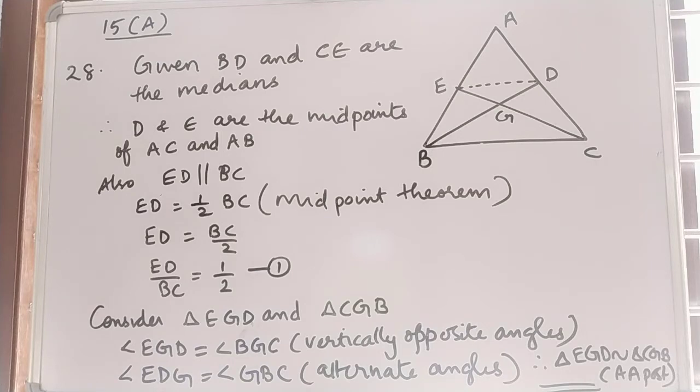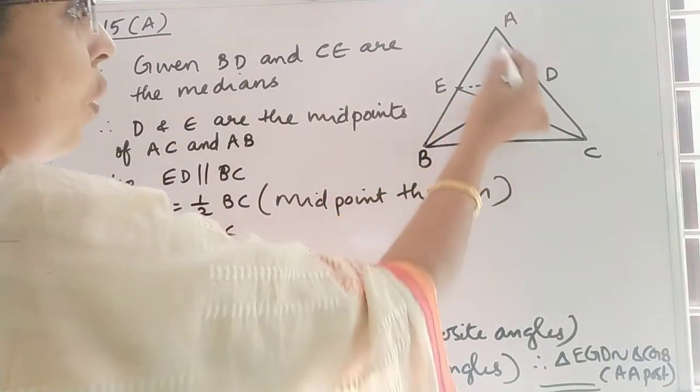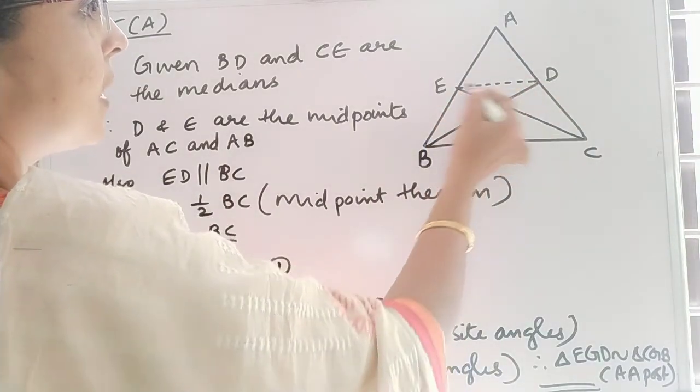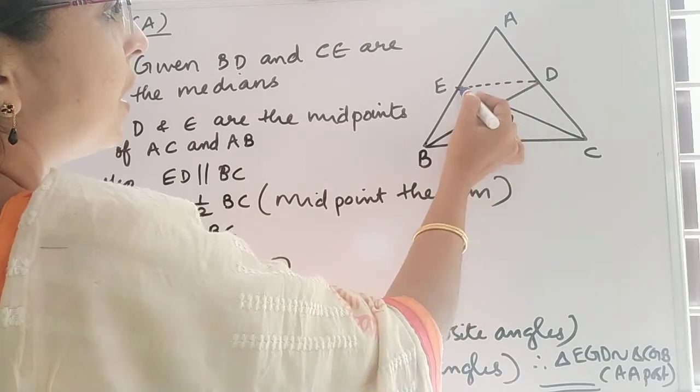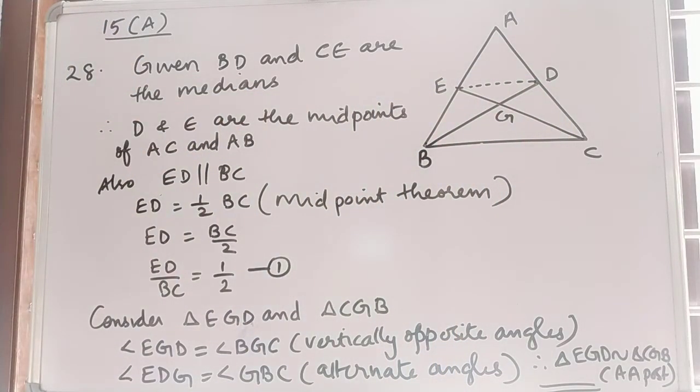We studied the midpoint theorem in 9th standard. I will read the theorem. The line segment joining the midpoints of any two sides of a triangle is parallel to the third side and is equal to half of it. That is the midpoint theorem.